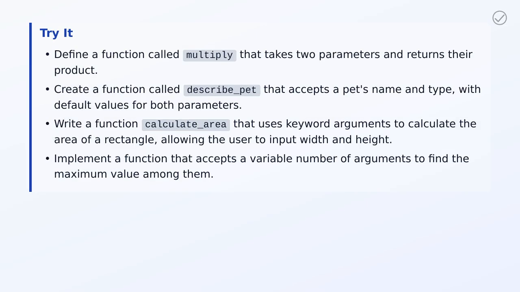Now put what you've learned into practice. First, define a function called multiply that takes two parameters and returns their product. Also, create a function called describe_pet that accepts a pet's name and type, with default values for both parameters. Also, write a function calculate_area that uses keyword arguments to calculate the area of a rectangle, allowing the user to input width and height. Finally, implement a function that accepts a variable number of arguments to find the maximum value among them.